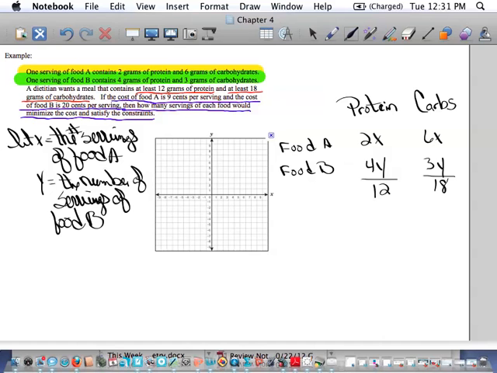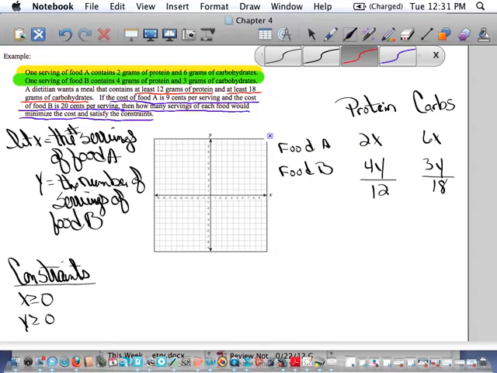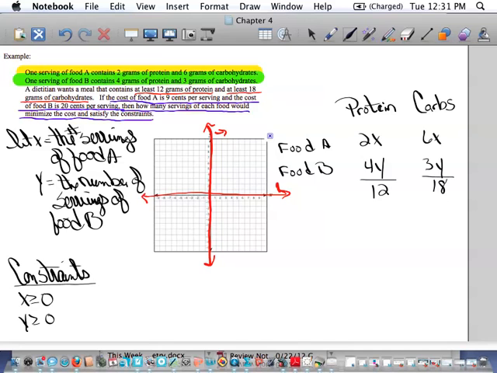So now let's look at writing our constraints. Again, x is going to be greater than or equal to 0, and y is going to be greater than or equal to 0 because we're not going to have less than 0 grams of protein or 0 grams of carbohydrates. So we're again looking at that first quadrant as being the region that our graph will fall in. So now this one says at least. So my first equation is going to be that 2x, so the number of grams of protein times the servings of food A, plus 4y, the number of grams per serving times the number of servings, has to be greater than or equal to 12.